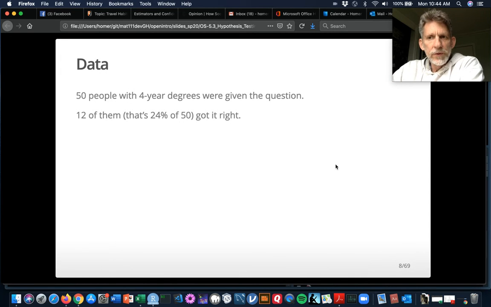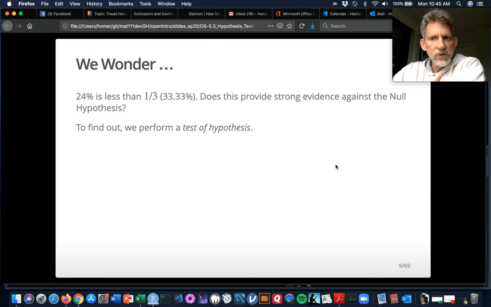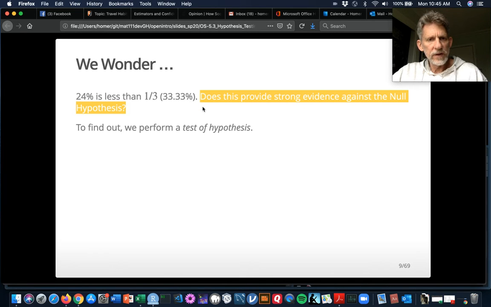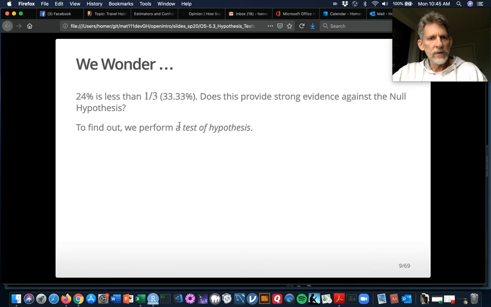So let's say we were able to survey 50 people who had four-year college degrees and got their responses. And say that we found that 12 of them, 12 out of the 50, that's the same as 24 out of 100, so it's 24%, got it right. And what we're wondering is this 24%, it's less than 1/3, which is 33%. Does this data provide strong evidence against the null hypothesis? So to answer this question of whether or not it's reasonable to believe that P is this specific value 1/3, that's what we perform a test of hypothesis to find out.